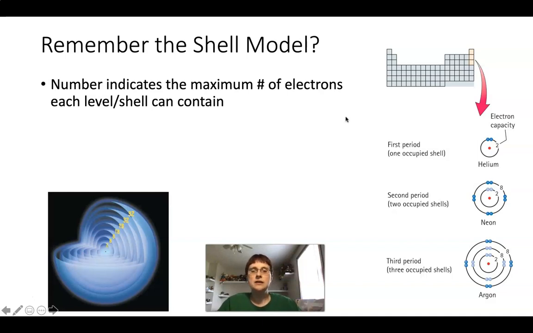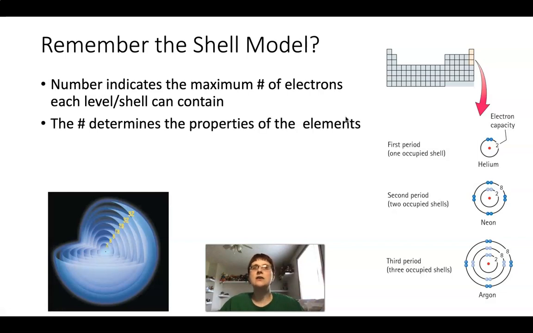So why are we looking again at the shell model? Well, those electrons are the thing that determine the properties of the element. The number of electrons in the outermost shell are the ones that are going to determine the properties of the element. If you remember, when we talked previously about the periodic table, each of these columns or families have similar properties, and it's because of the number of electrons in their outermost shell.